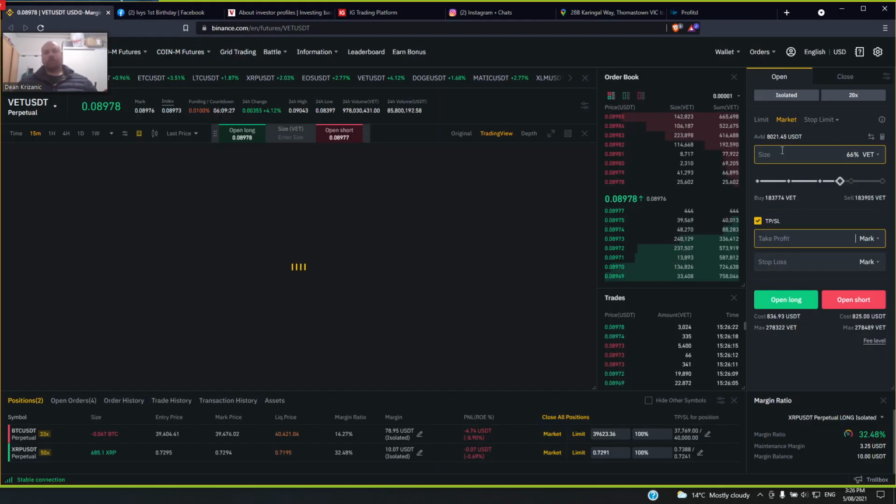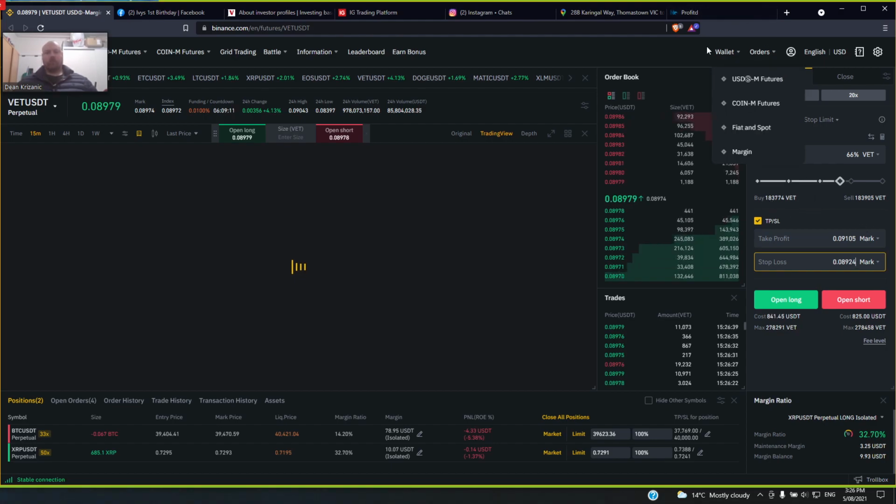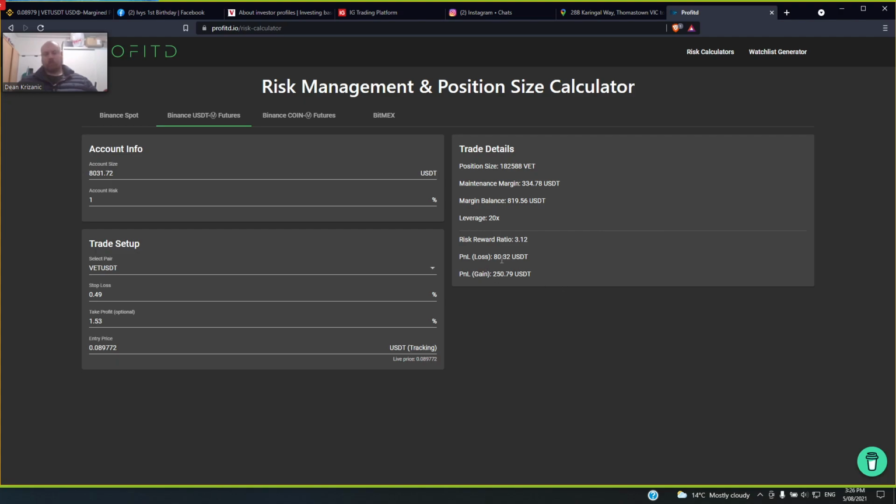So my take profit is 0.09105. My stop loss is 0.08924. So my total, even though my position size is 183,000, my loss at 0.49% will only be $80. Will only be 1%. And then you only need a 1.53% move to make, say, $250.